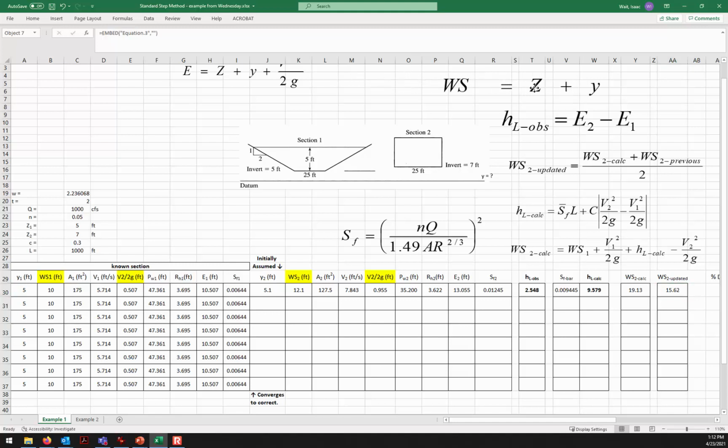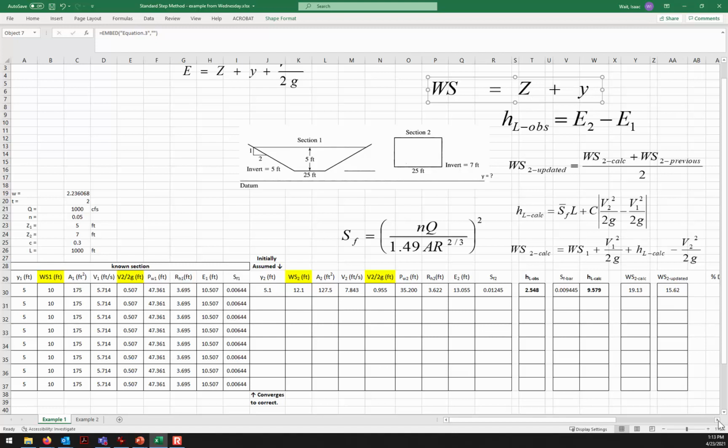This is going to provide the depth of the water. In other words, the definition of water surface is the Z and the Y. And so if we're saying this is the water surface at 2, and we know that Z is 7, then we will determine Y, just rearranging the equation. Water surface minus Z equals Y.